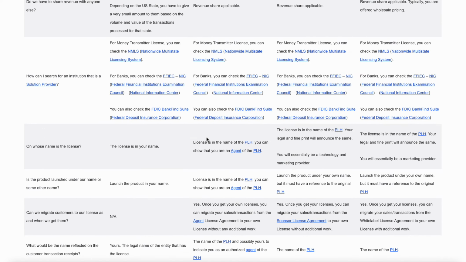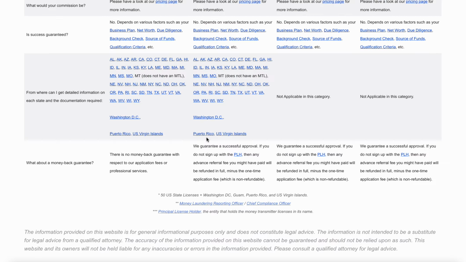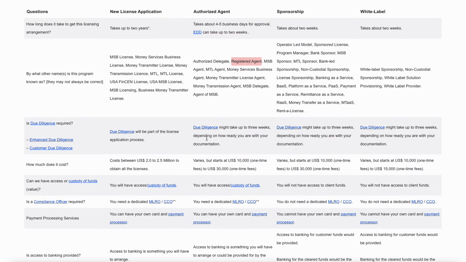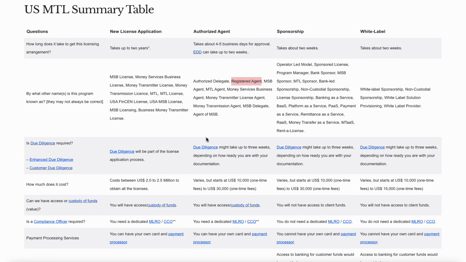You'll see that we don't have any call to action over here. Well, not yet anyways. It is something that we've built for the consumption of the public, and we will continually be updating this. So I hope that if you are being classified as a money services business, if your funds flow is deemed to be money transmission, and hence you are required to have a money transmitter license, this US MTL summary table will come in handy.